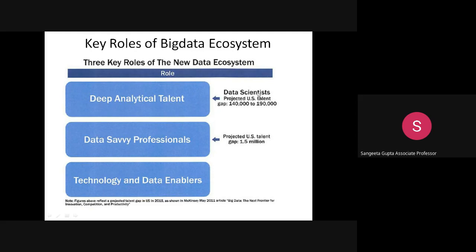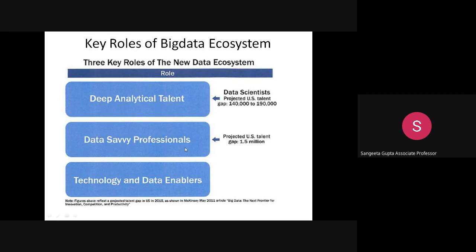So they need to have deep analytical talent. That means they should know which kind of statistical methods or statistical approaches are suitable for which kind of applications. They should be able to analyze the problems thoroughly, apply the required methods, and then be able to get results as required.